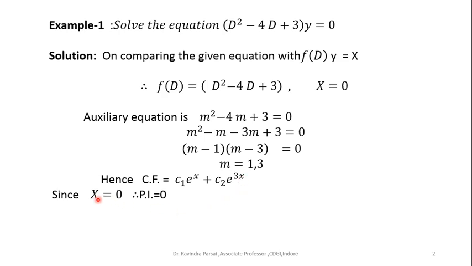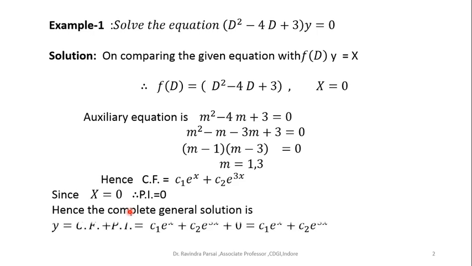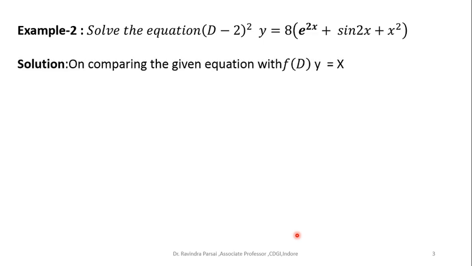Now since X is zero as a function of the independent variable, the particular integral in such a case is 0, that is PI = 0. Hence the complete general solution of the given problem is y = CF + PI. Substituting the values of CF and PI, the answer is y = c1 e^x + c2 e^(3x). Let me concentrate on the next example.